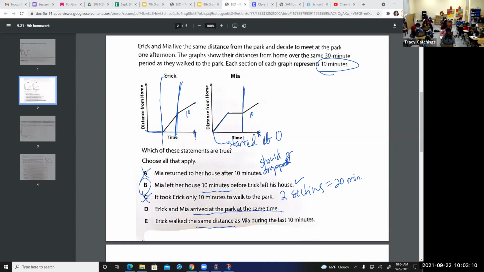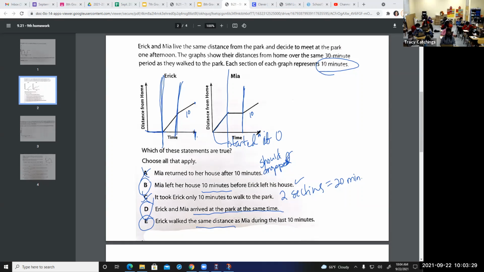Let's separate it into 3 parts. 1, 2, 3. 1, 2, 3. Yeah. That's E. We can also go with D as well. They both got there about the same time. She left before him. He still got there.